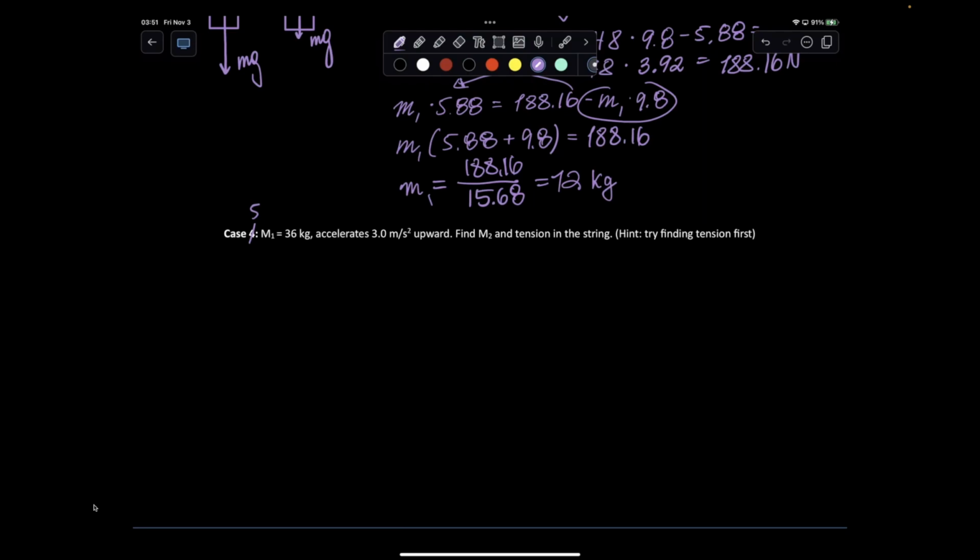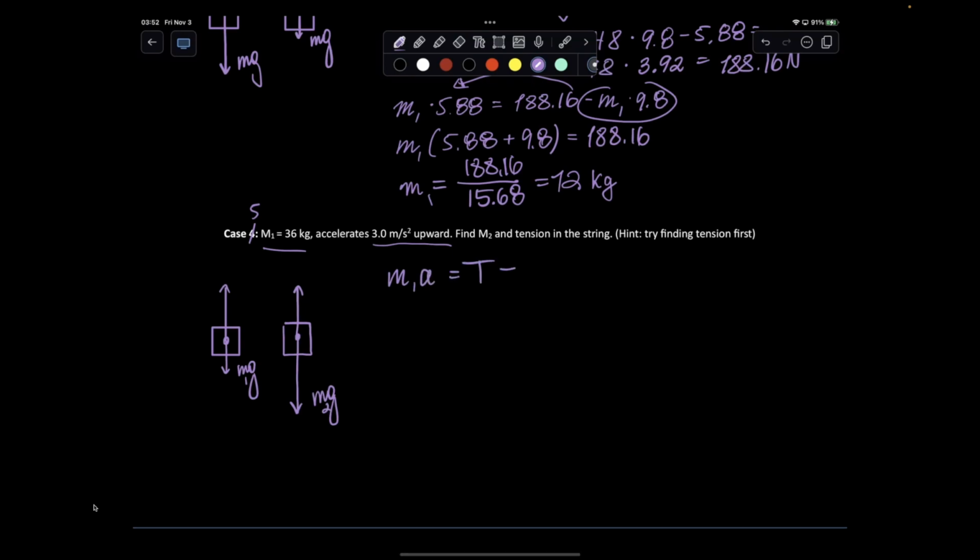188.16. So in case 5, I know the mass of the object that accelerates upward, so that tells me that tension for it is going to be less than mg, from where my second object with the same tension will have a greater mg. M1, M2. M1 times acceleration will be tension minus mg, and I can go ahead. It's going to be M1 times a plus g, which will be 36 times 12.8. I'm just adding 9.8 plus 3. 36 times 12.8 gets me 460.8 newtons.